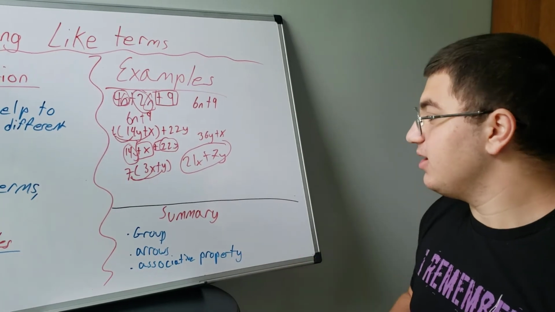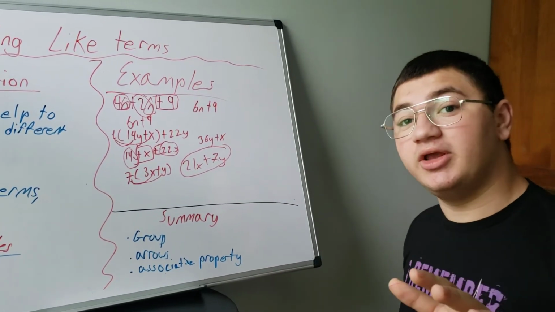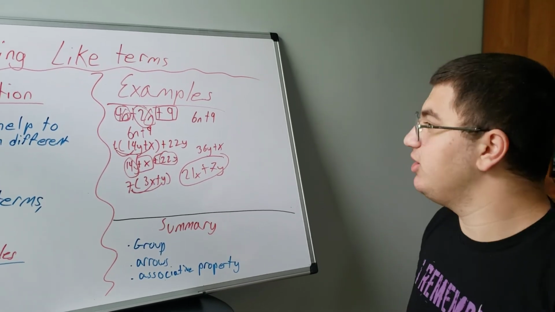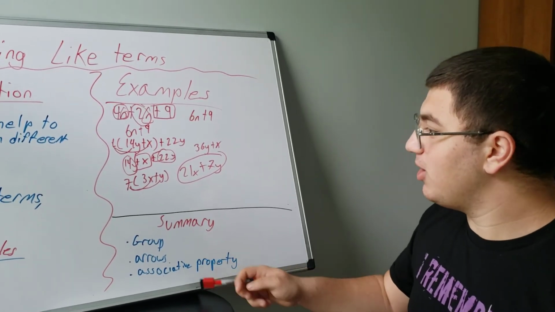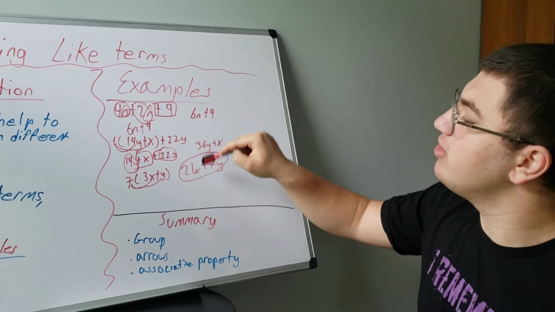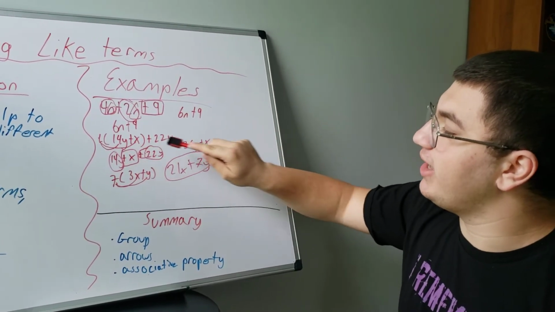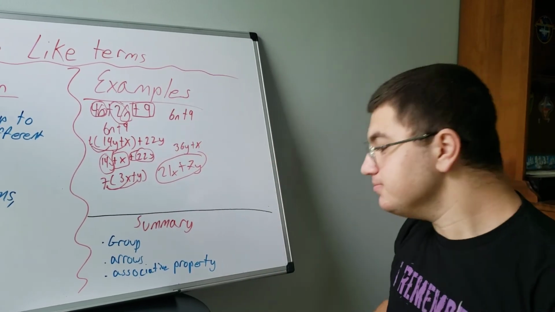The associative property is what I just talked about. And don't worry, there will be a future video about the associative property, which I will be doing somewhere in the near future. And remember, the associative property is what we did in the second example where we rearranged it so that we could add 14y and 22y together.